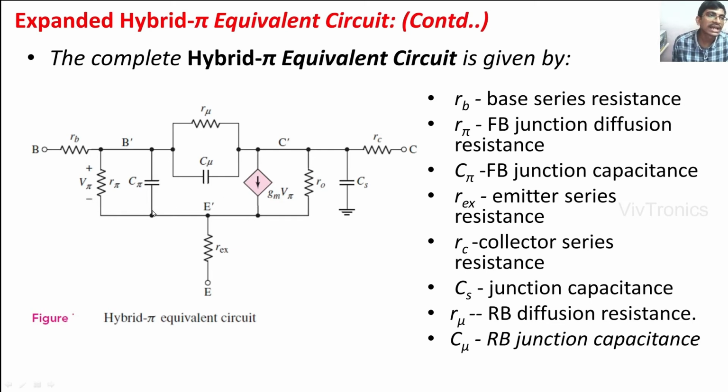But we can simplify this expanded hybrid pi equivalent circuit in order to simplify our analysis. These series resistances RB, REX and RC may be due to the connectors used between the external base to the internal base. We may use some wires to connect the external base to the internal base. Because of the resistance offered by those wires, we may get this RB resistance, and these RB, REX and RC values are very small. And these junction capacitances are due to the reverse biased and forward biased junctions.